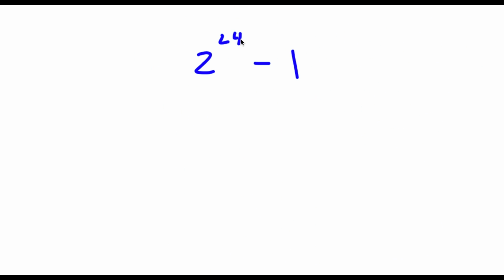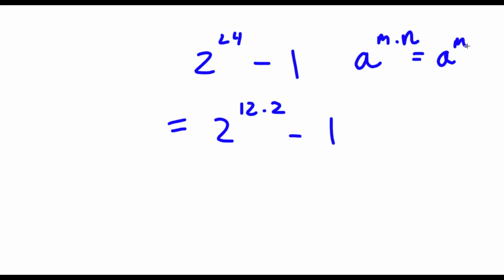So I have 2 to the power of 24 minus 1. So 2 to the power of 24, well 24 I can rewrite as 12 times 2. So now I have 2 to the power of 12 times 2 minus 1. Now if I have something in the form a to the power of m times n, this is the same thing as a to the power of m to the power of n. So 2 to the power of 12 times 2, I can rewrite as 2 to the power of 12 to the power of 2 minus 1.